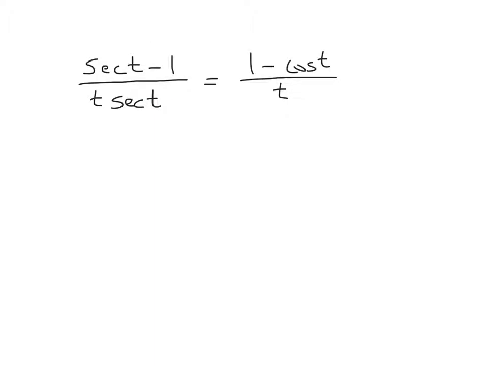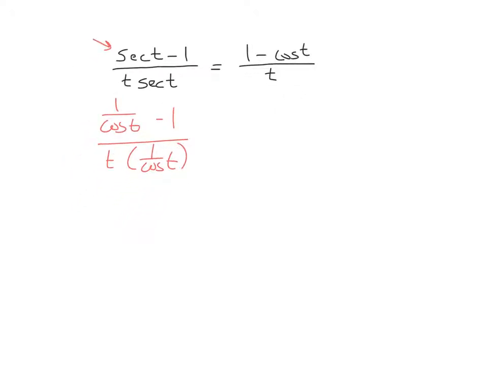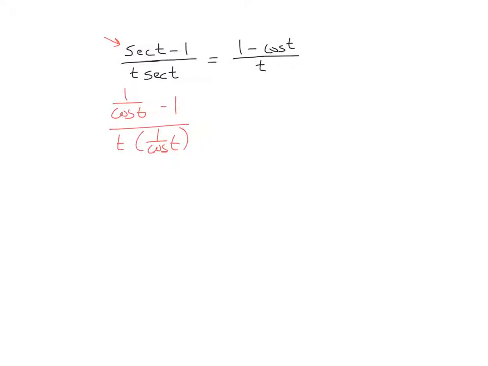This is secant t minus 1 over t secant t equals 1 minus cosine t over t. Now, one hint here: it's difficult to change a lot of cosines to secants, but it's easy to change secant to cosine. Remember, secant is just 1 over cosine. So I'm going to write it like that on the numerator and denominator. I'm going to take that left side and see if I can make it look like what I want over here on the right-hand side. So let's see what happens.